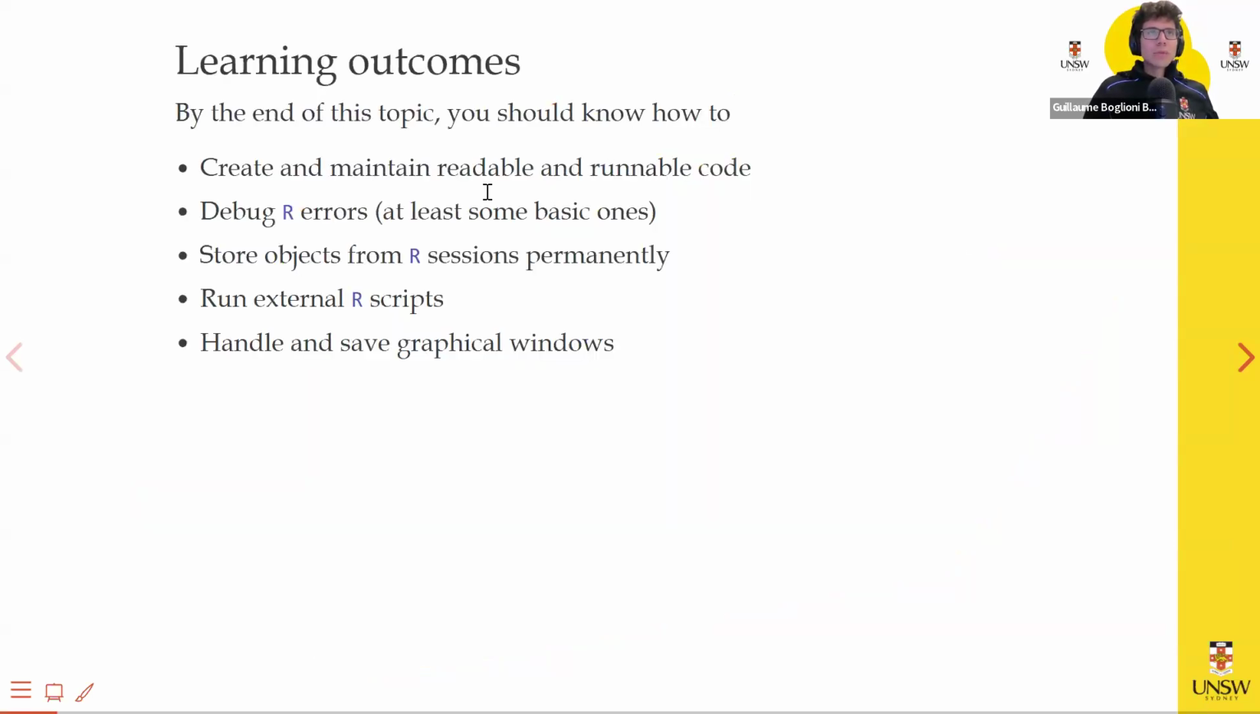So the learning outcomes: create and maintain readable and runnable code, debug some R errors, store objects from R sessions permanently. We'll explain what we mean by that. Run external R scripts and then handle and save plots. And this is called graphical windows. I'll explain what I mean by graphical window.